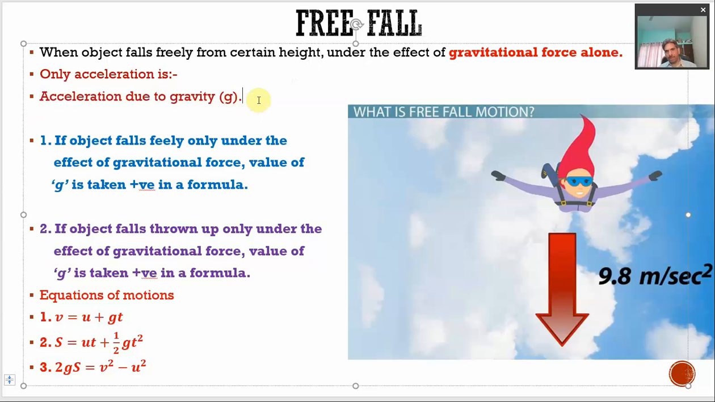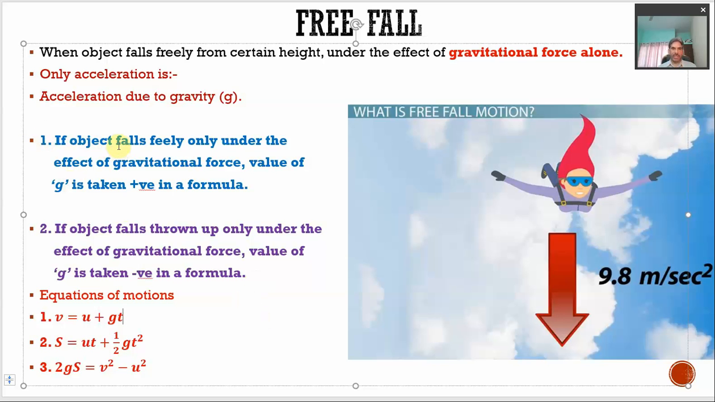So whenever this situation happens, either we are throwing an object upward or the object is falling freely, or we can say it is being dropped from a certain height. Both situations are identical. The only thing is that the value of g in the acceleration just changes, right? So how do we take the value of g in different situations?